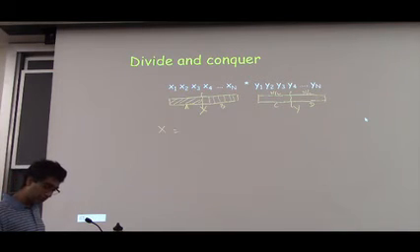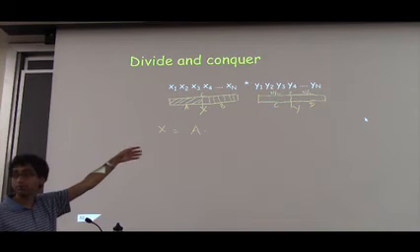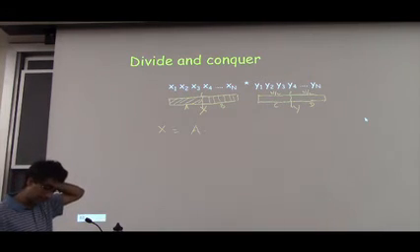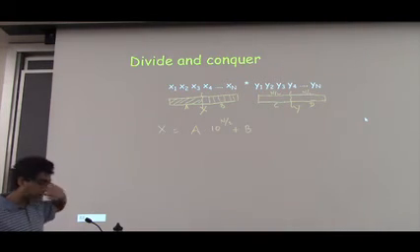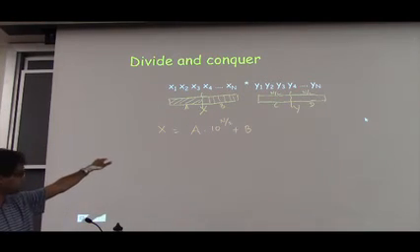So first you take A, and you shift A by the number of digits you have in B, which in this case is 10 to the n by 2, and then you add B. You can think of it as you take A, put n over 2 zeros, then add B to it, and you'll get exactly x. So this is x.